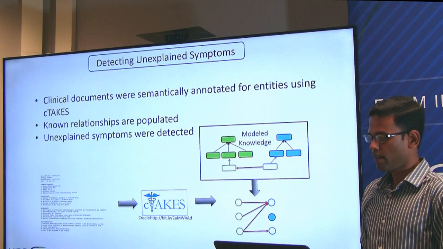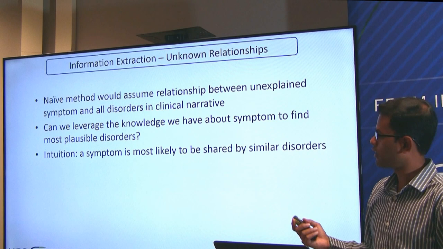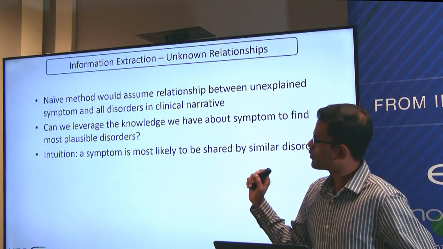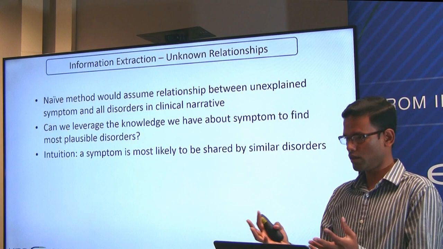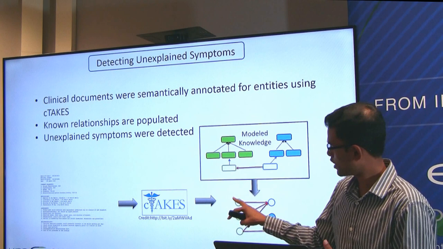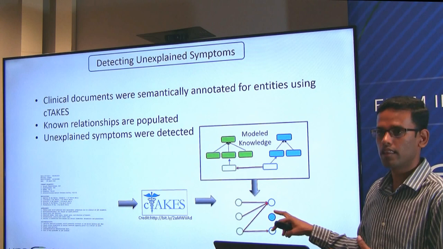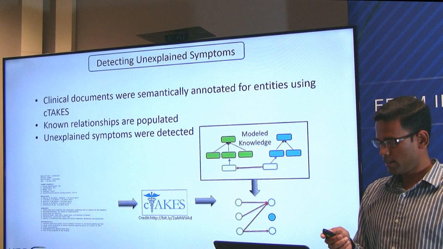As I said, naively you can ask for all co-occurring disorders, but we are not going to do that. We are trying to leverage, let's say you are a second year medical student, you know something about entities, and when you see such a thing, even though you don't know whether this is related to these three, you know more about this symptom. In that case, you can use that knowledge to find out which one has the highest probability. So that's the idea that we are trying to implement here.